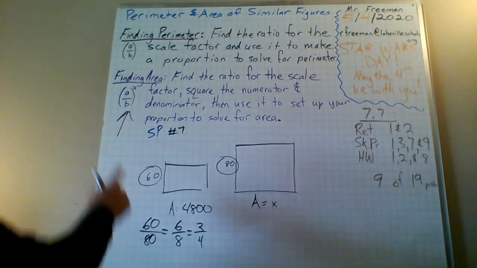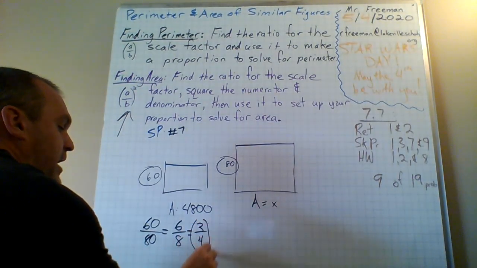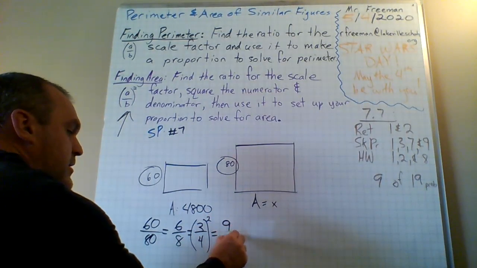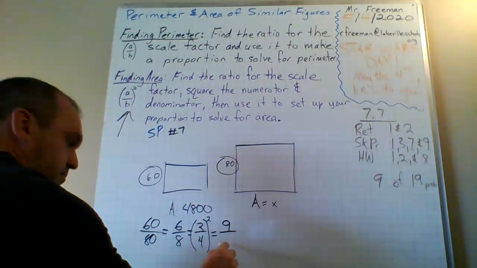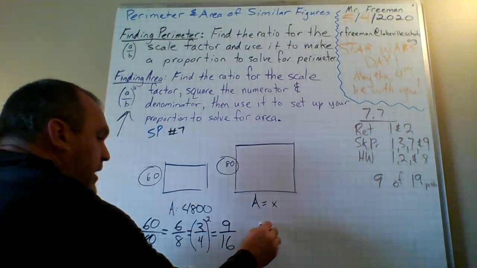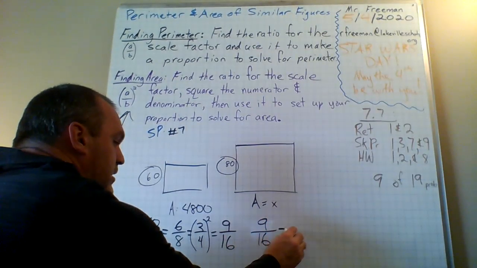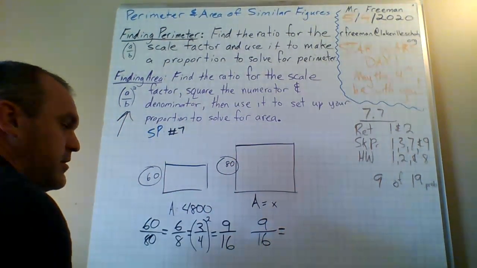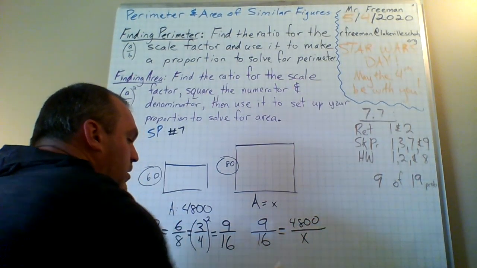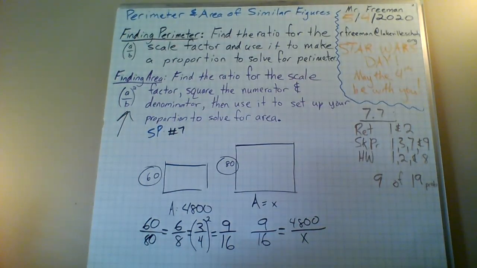Okay, now here comes the squared part. We have to take that and square it to now get our scale factor. 3 squared is 9. 4 squared is 16. So that is the scale factor we're going to have to use. As far as now, we say to set this up, that 9 is to 16, okay, smaller to larger, as 4,800 would be to what we don't know, the area of the new figure. Okay, definitely going to want your calculator for this one.